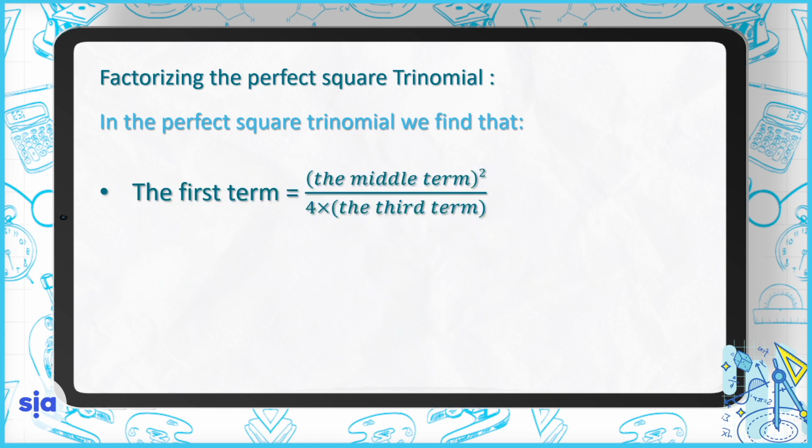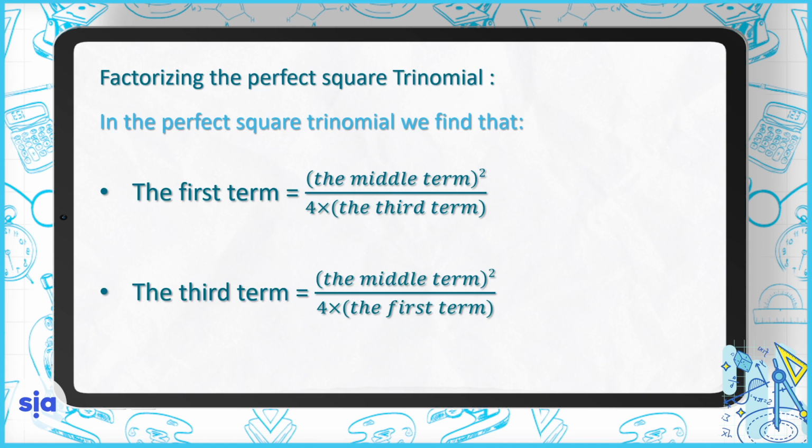If you want to find the first term, it's equal to the division of the middle term squared by 4 times the third term. Same thing if you want to find the third term. It's the quotient of the middle term squared divided by 4 times the first term. Let's go to the factorization example and see how we can factorize this trinomial.